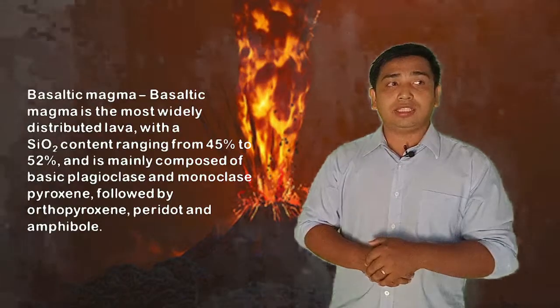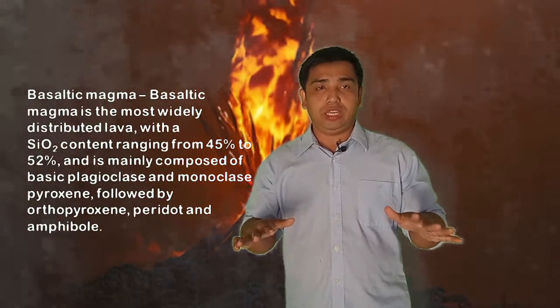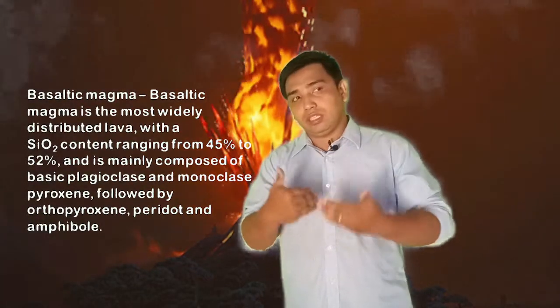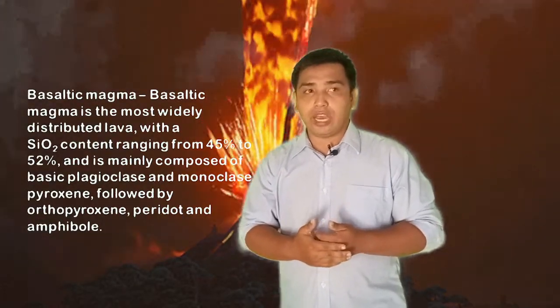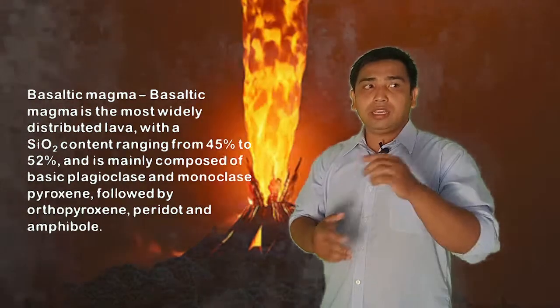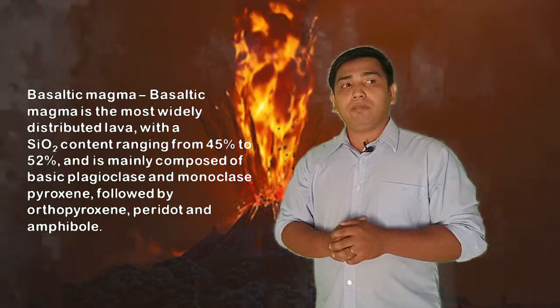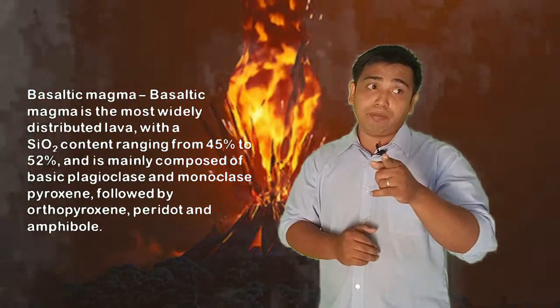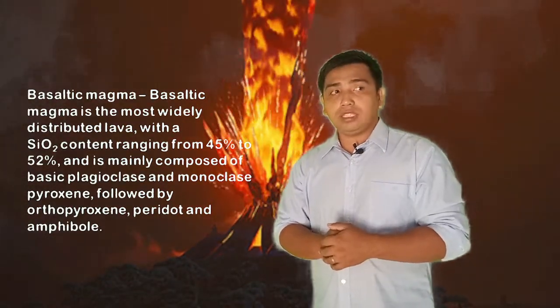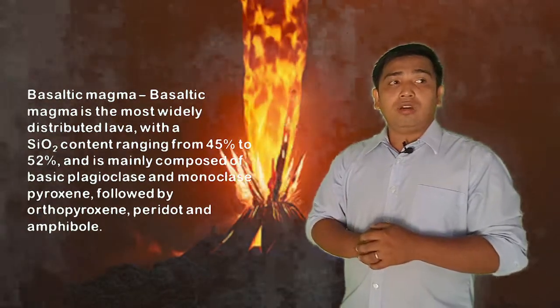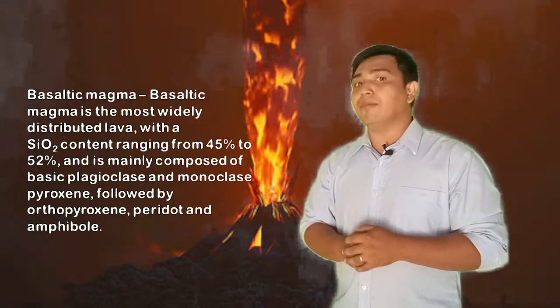characteristics. Basically, it is due to the type of magma that feeds the magma chamber. So there are four types of magma. One is the basaltic magma that is most widely distributed. It is determined by the amount of silicon dioxide content. In a basaltic lava, silicon dioxide ranges from 45% to 52%, and this is mainly composed of plagioclase, monoclase, pyroxene, and followed by some orthopyroxene, peridot, and amphibole.